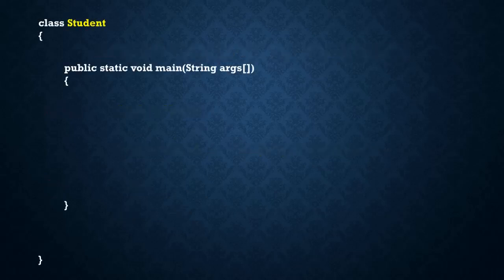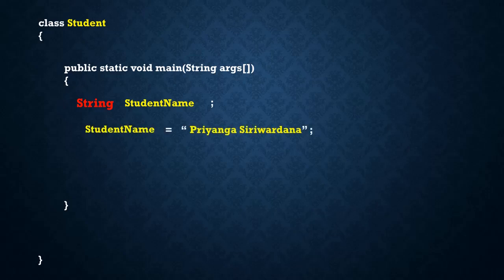Now look at this. I have my class, that is Student, and I have a main method, public static void main. And then I'm creating a small variable, string, student name, and I'm assigning a value, Priyanga Sirivadan. And then I have a print statement. And then I'm accessing the student name variable. Fine. Now, after compilation, the program will execute line by line like this.